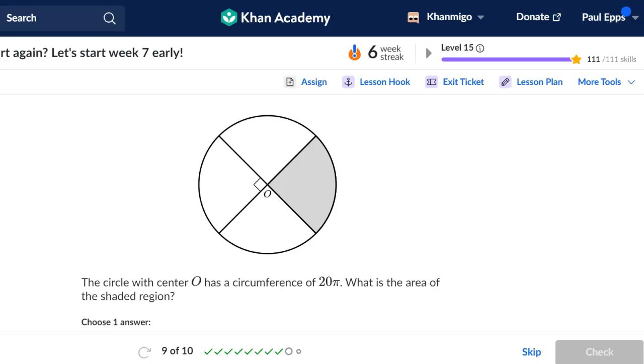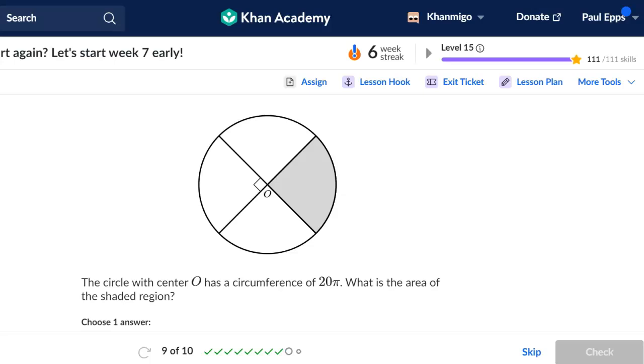Circle with center O has a circumference of 20 pi. What is the area of the shaded region? Okay, so a circumference of 20 pi. So what is the radius? Circumference is 2 pi r, so the radius is 10. The area of the circle is pi r squared, so 100 pi.